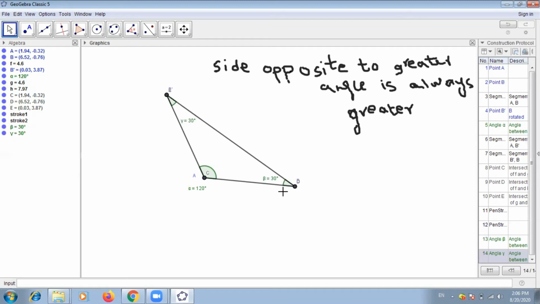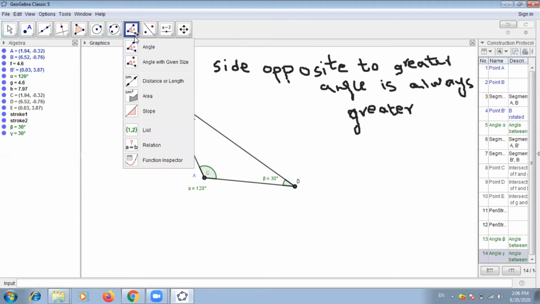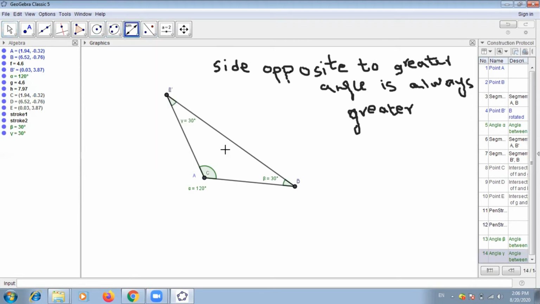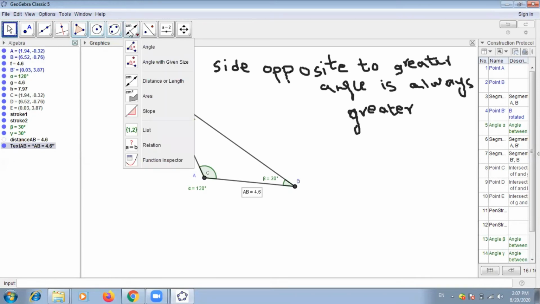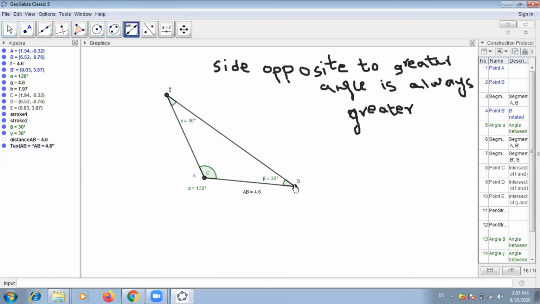Now what do I have to prove? I have to prove that the side opposite to this angle, that is this side, is greater than the remaining two sides. That we have to prove. So for this proof, I measure the length of each side. I measure the length AD. I got 4.6. When you draw the triangle, you have to measure with a scale. I have software, so I'm using the software.